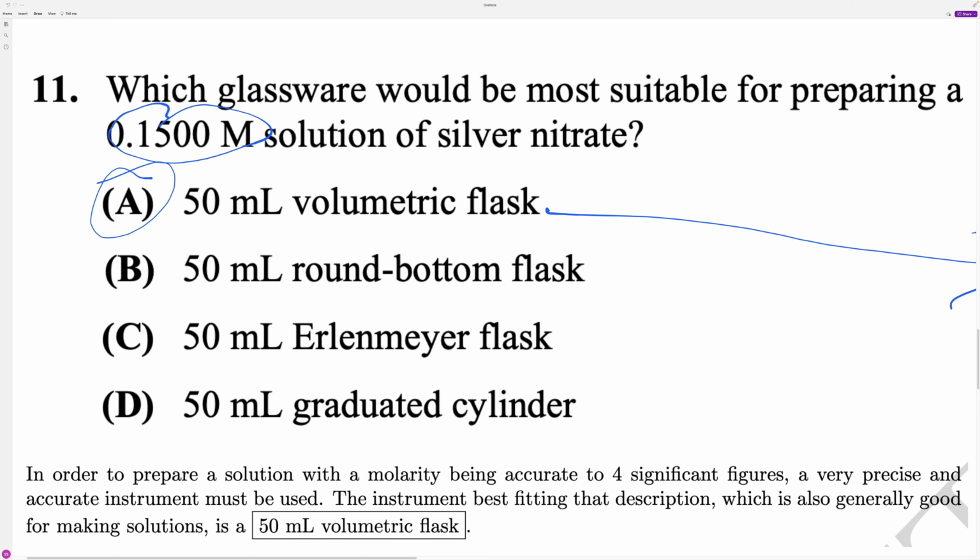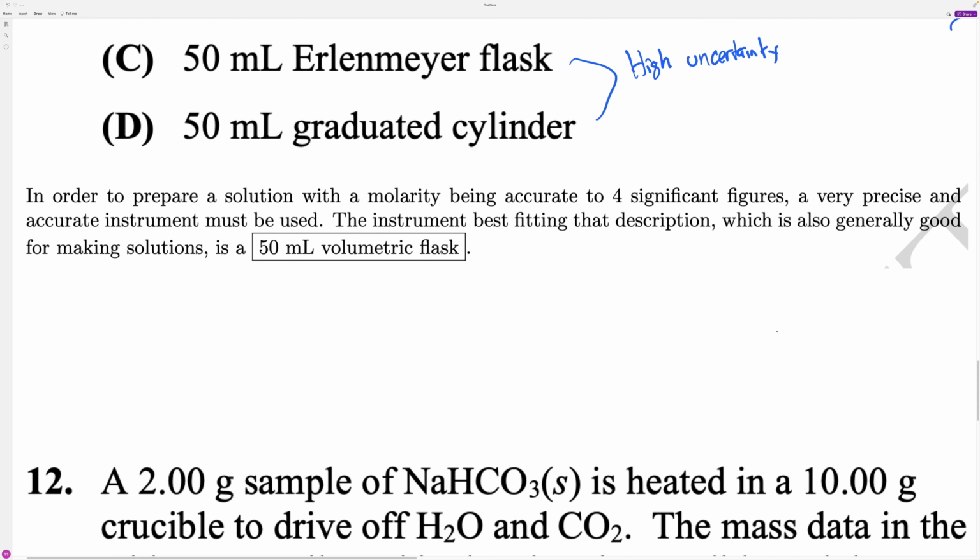A round bottom flask is generally used for mixing. It's not really used for making solutions. I mean, you could, but it won't be as precise as a volumetric flask. Same type of reasoning here. These two have pretty high uncertainties compared to volumetric flasks, so you don't want to use them if you're making such a precise solution like the one in the question. So our answer is going to be A.